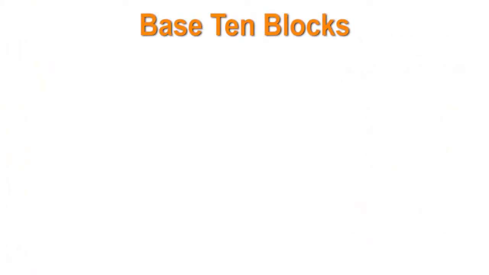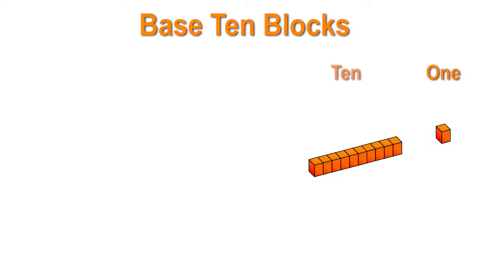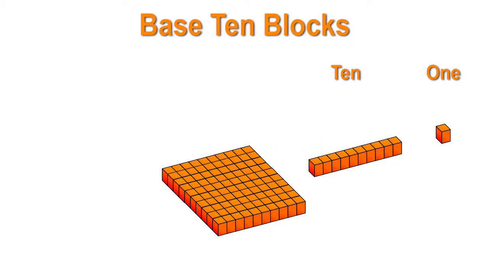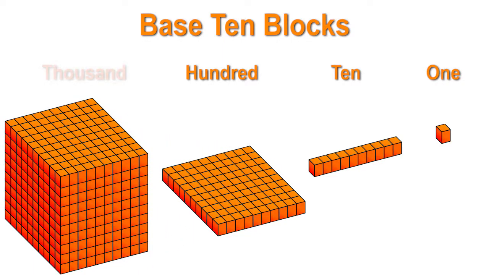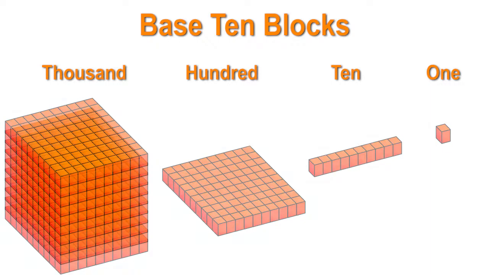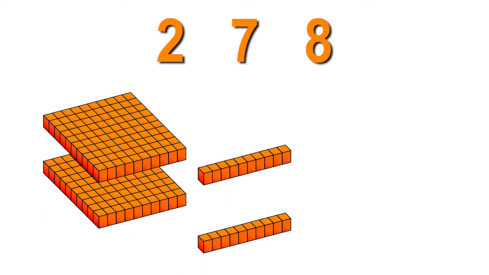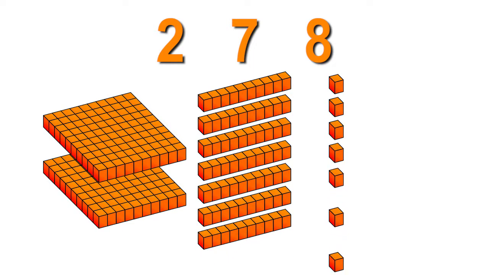Base 10 blocks are blocks that can be used to represent numbers. The small cubes represent ones. If I took 10 ones and lined them up, it would represent a tens rod. Here is what we will use to represent tens. If I combine 10 10 rods, I will get a flat, or 100, formed of 10 tens, or 100 ones. If I combine 10 flats, or 100s, I would get 10 hundreds, or 1,000, which is a larger cube. We use these blocks to represent numbers. For instance, if I wanted to represent 278, I would get 2 flats, 7 tens rods, and 8 ones.